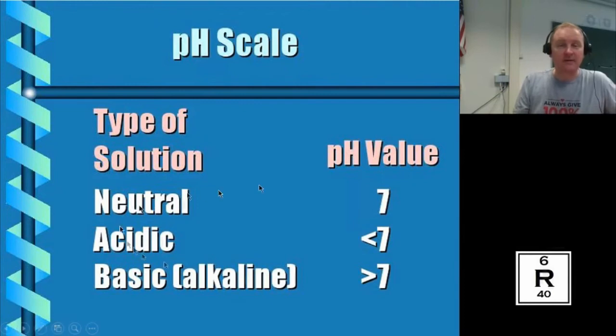All right, our scale goes like this, and like I was saying here, neutral is 7. That means you have equal parts hydronium and hydroxide in solution. If it's less than 7, it's becoming acidic. If it's greater than 7, it's basic. And sometimes when things are basic, we call it alkaline.